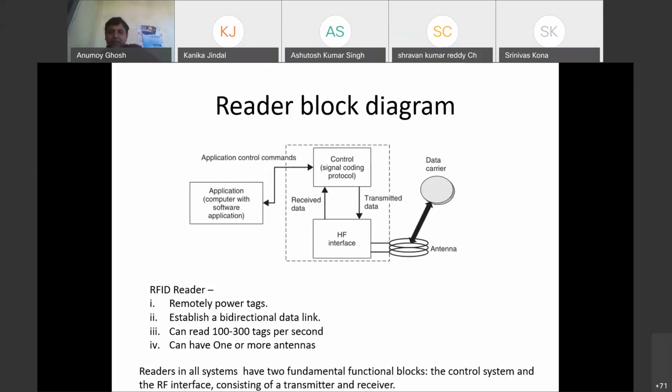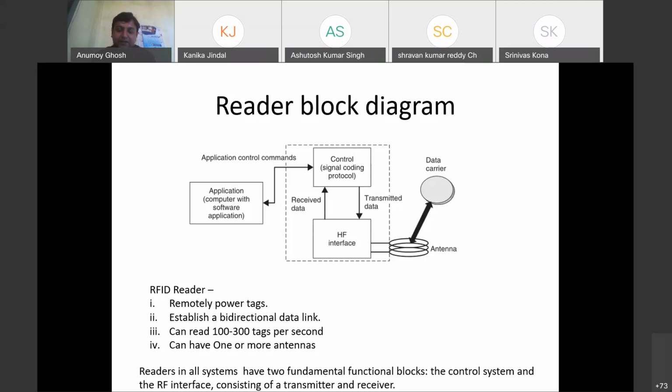So this is a very generalized reader block diagram. Here what happens, the application computer commands something to the reader. Okay, this is a reader block. Now here you can give some encryption block, you may not give some encryption block, that is up to you. So if there is some encryption block, then the data will be encrypted first. Data will be encrypted and it will be sent to the high frequency interface.